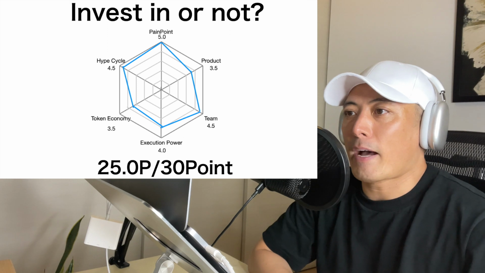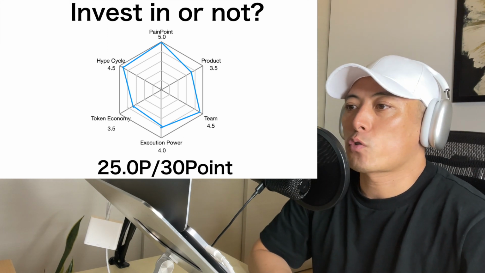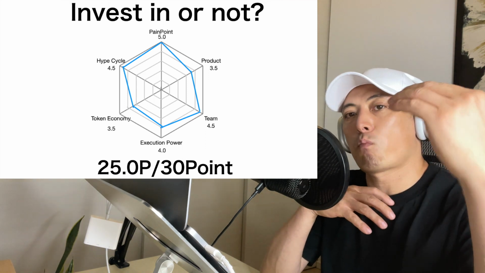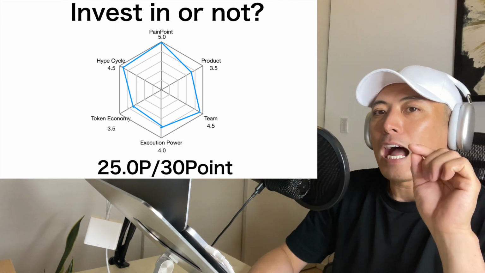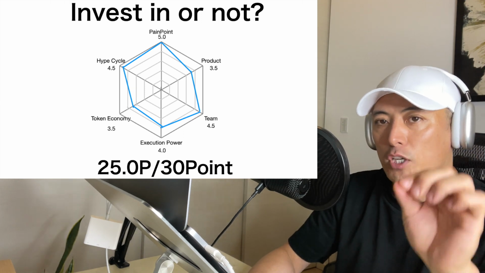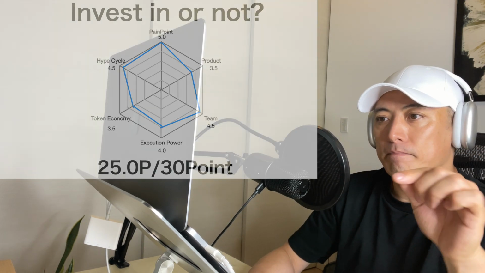Okay. Then here's total score about AKI tokens at this moment. So 25.0 point. Then my minimum investment criteria is over 25 points. So from this perspective, I'm going to recommend investment in AKI Network token, AKI. Then from here, I'm going to tell you the detail. Okay. Then let's sum here, pain point analysis.